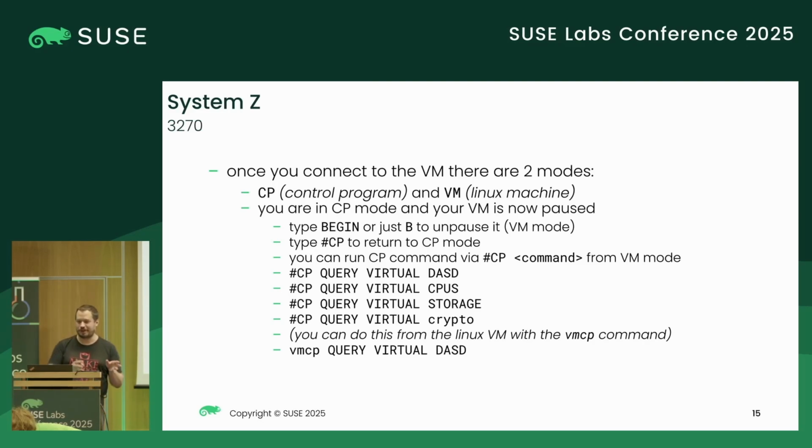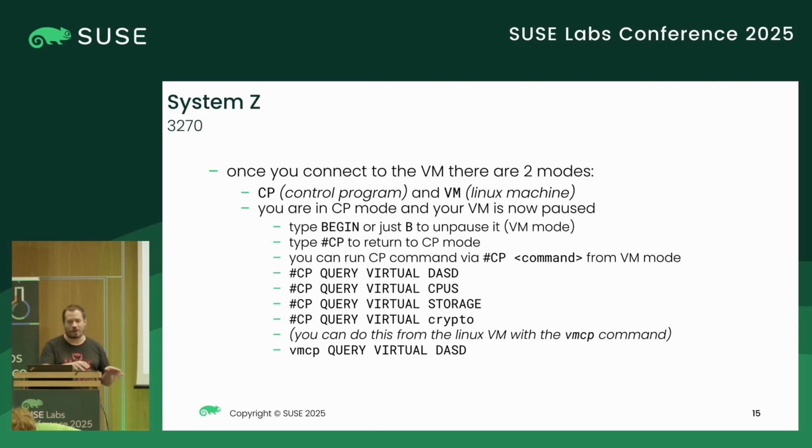You will have two modes basically. One is called CP, or control program, which is where you will be talking to that VM, and the other is VM mode, which will be your Linux machine, and you need to make sure which mode you are in, because only in this VM mode will it look like Linux.